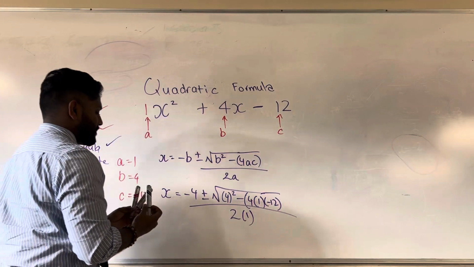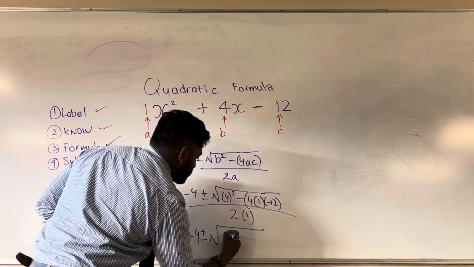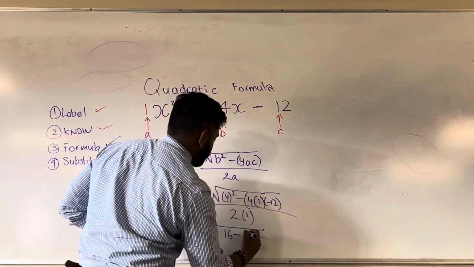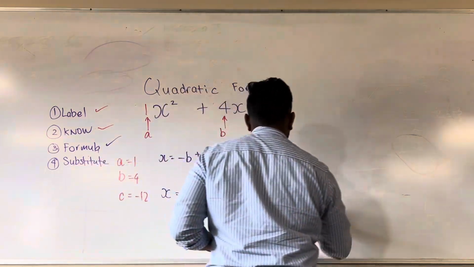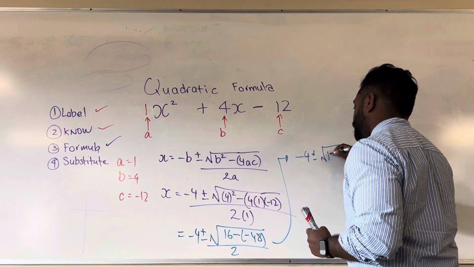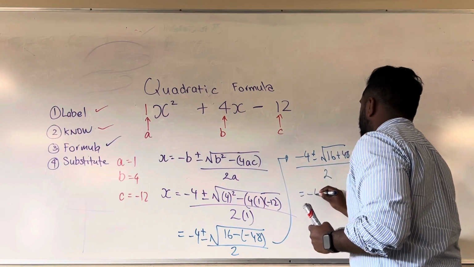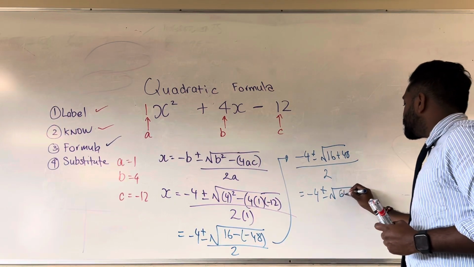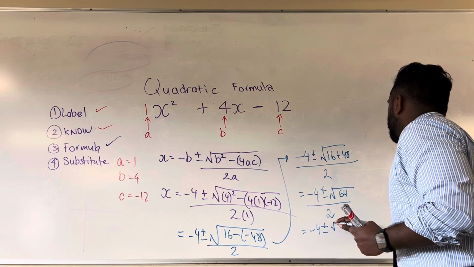Then what we have here next is negative 4 plus or minus square root of 16 minus 4 times negative 12, which is negative 48, over 2. So that's negative 4 plus or minus square root of 16 plus 48 over 2. You want to be careful here. 16 plus 48 is 64 over 2. Negative 4 plus or minus, that's going to be 8.